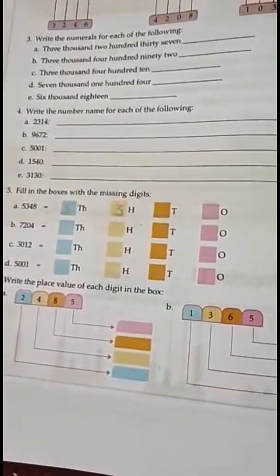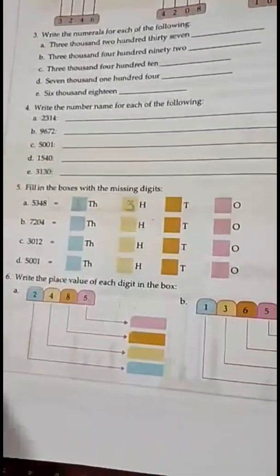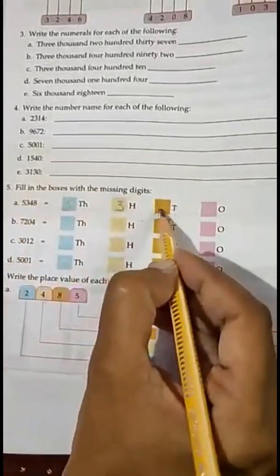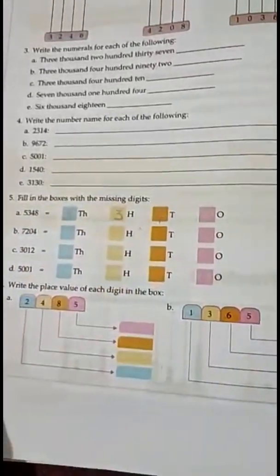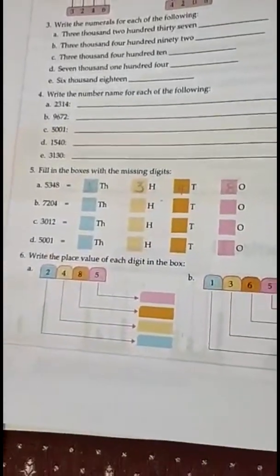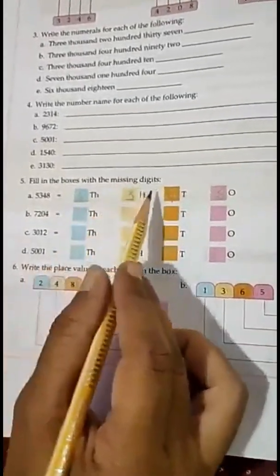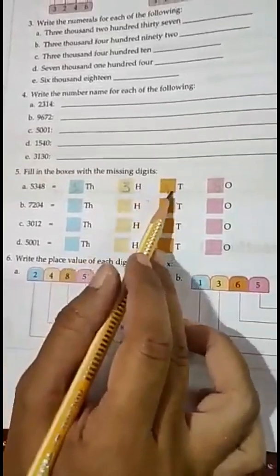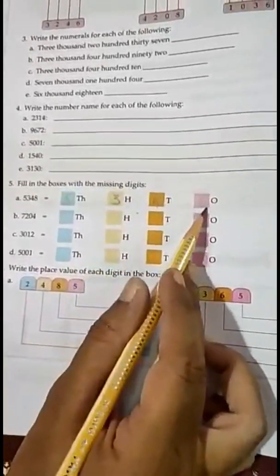Now which number is there in the tens place? Yes, 4. We have to write 4. Which number is there in the ones place? Yes, so in this box write 8. Now the expanded form is 5 thousand 3 hundred, 4 tens and 8 ones.